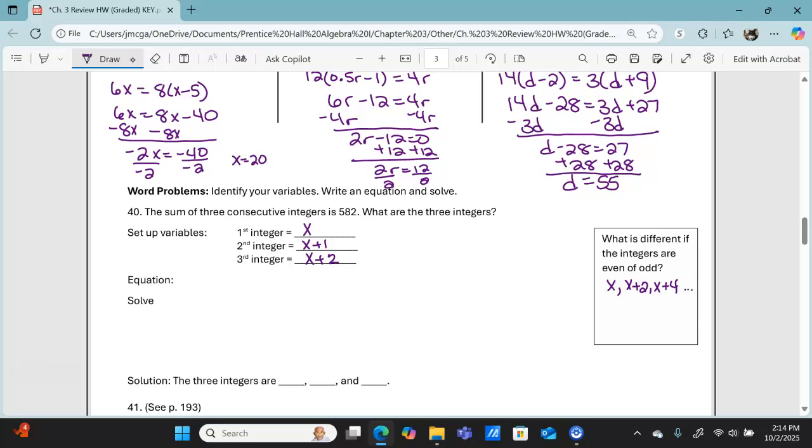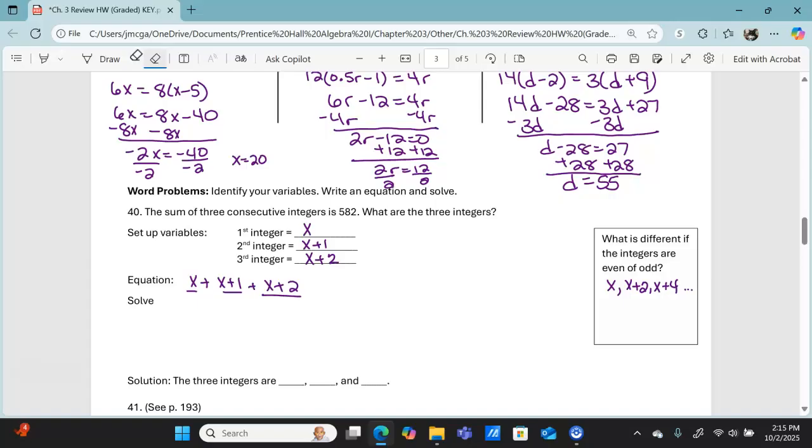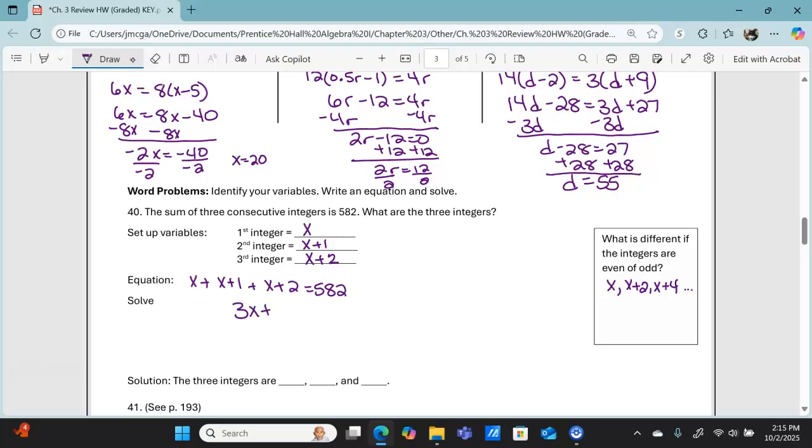not by 1s. And here, back to number 40, the sum of those, so x plus 1, so there's the first integer, the second integer, and here's the third integer. The sum of the 3 integers is 582. Combining like terms, I have 3 x's, 1 and 2 is 3. Subtract 3. 3x equals 579. I'm going to go up here.